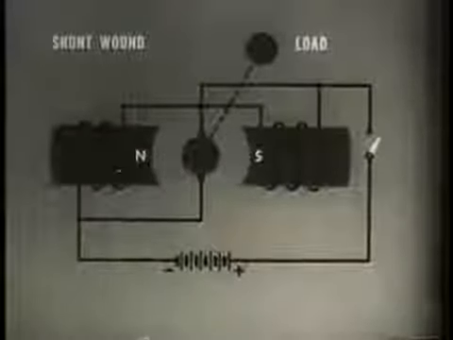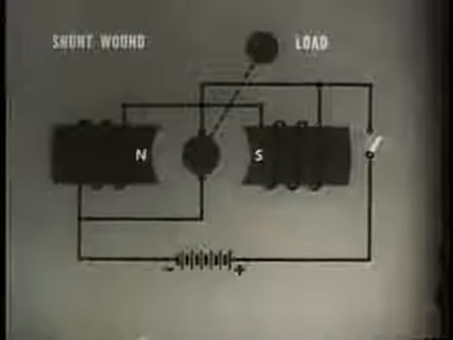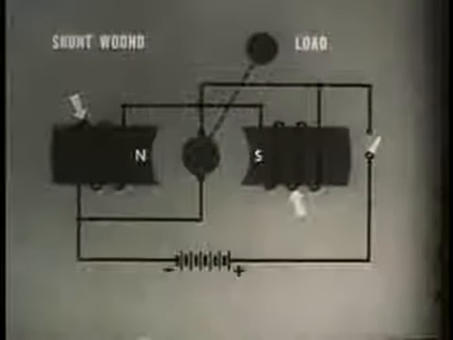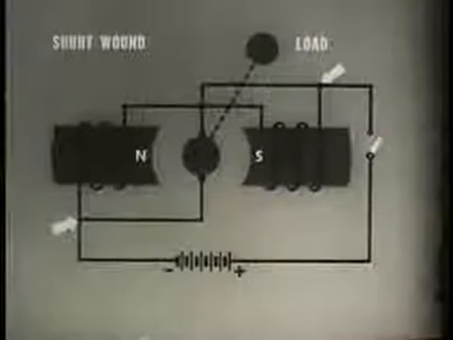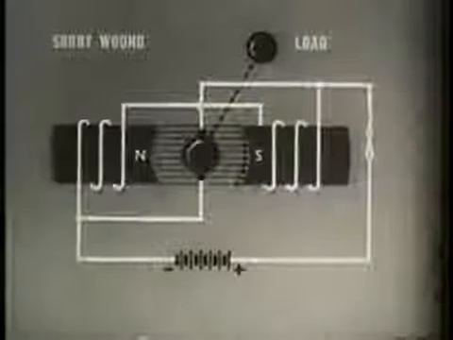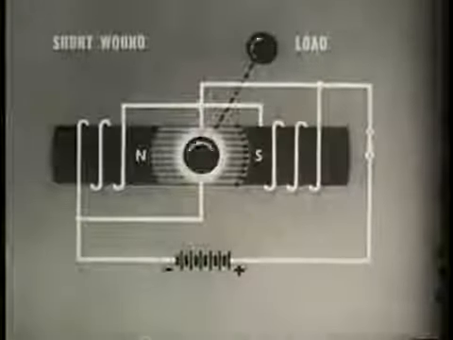The shunt wound motor has less starting torque, but it is less dependent on load for speed control. In the shunt wound motor, the field coils are connected in parallel directly across the DC input terminals. The starting torque is not as great as in the series motor, since field strength is not affected by armature current.